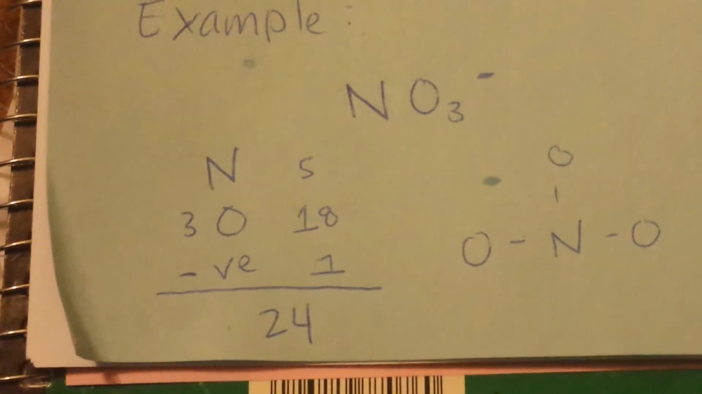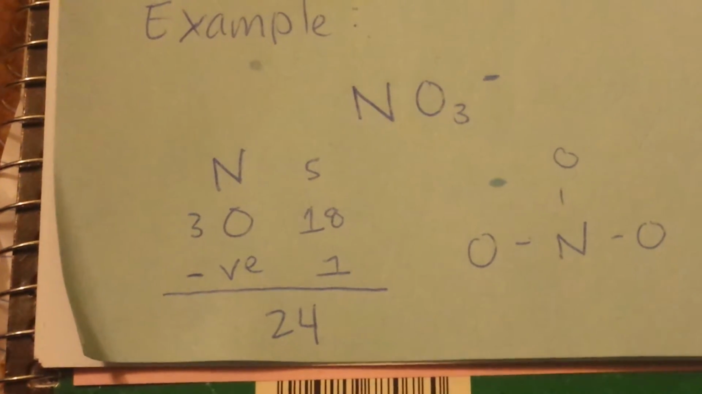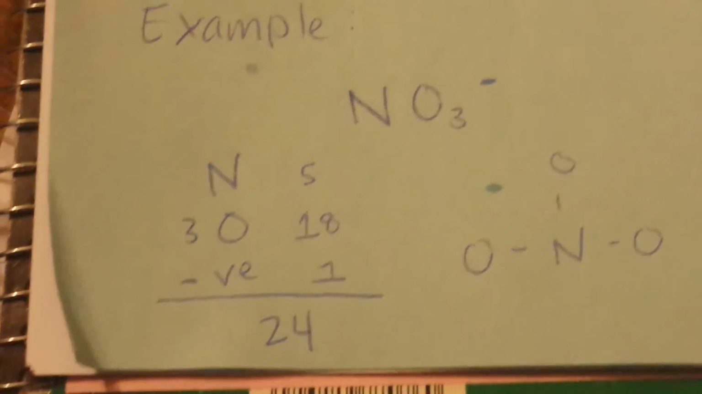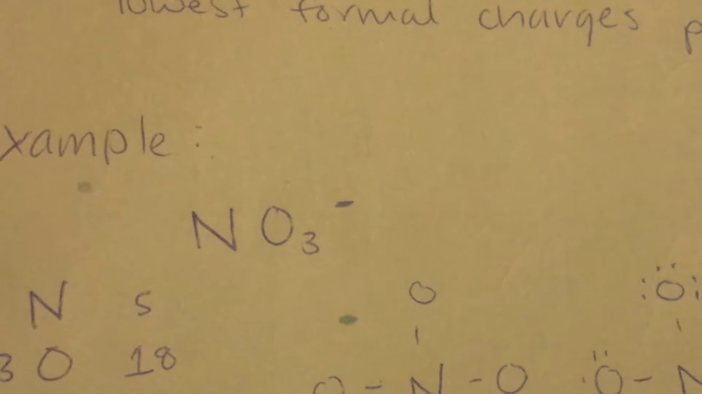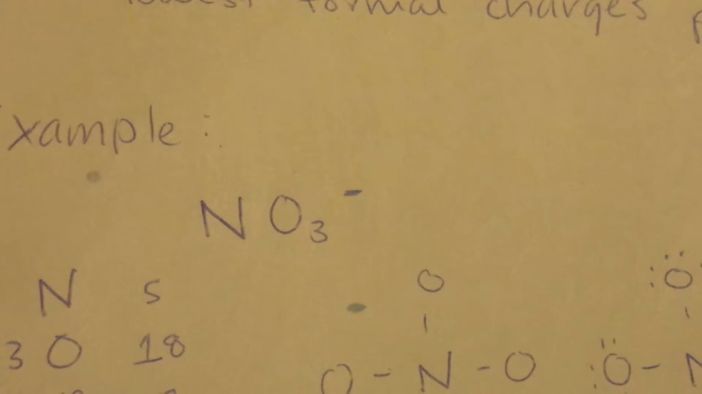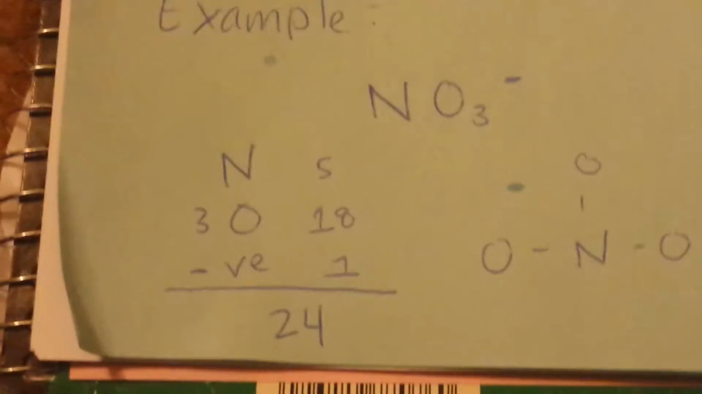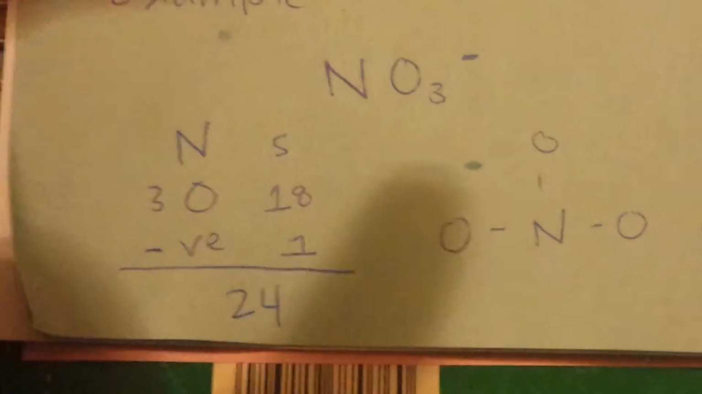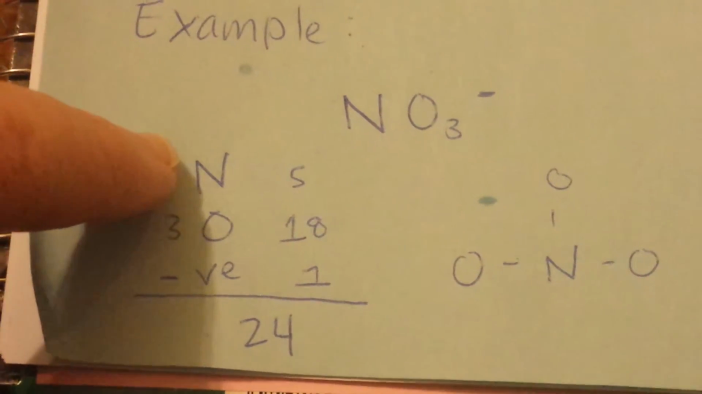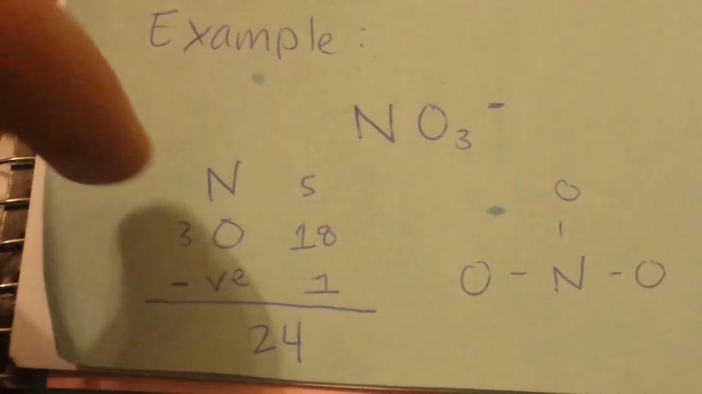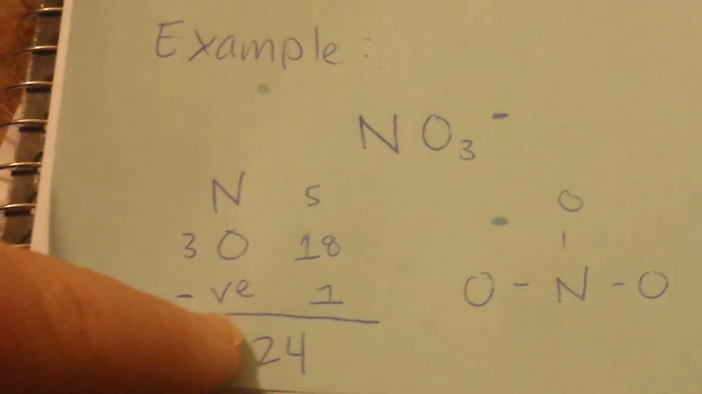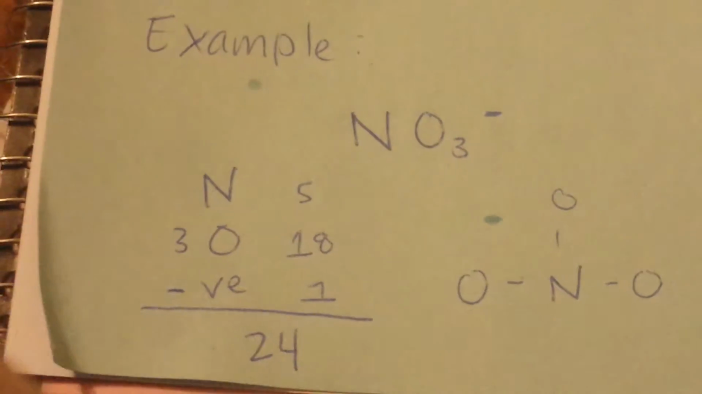Alright, so I started and wrote down the valence electrons for each of the atoms I was working with. This is what I picked: the nitrate ion with a negative charge. So we've got nitrogen and oxygen, and that says VE for an extra valence electron because we have a negative charge, so we add 1. Gives you a total of 24.